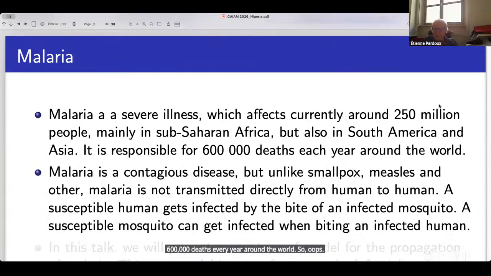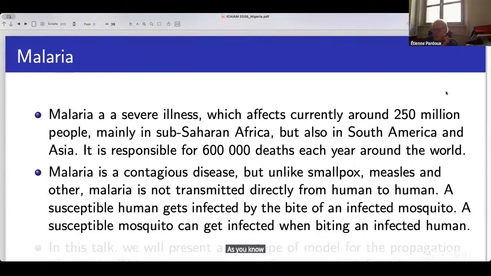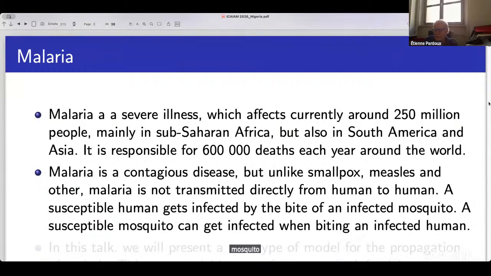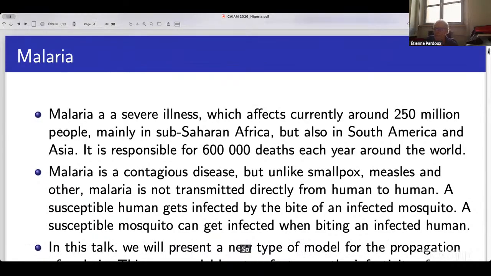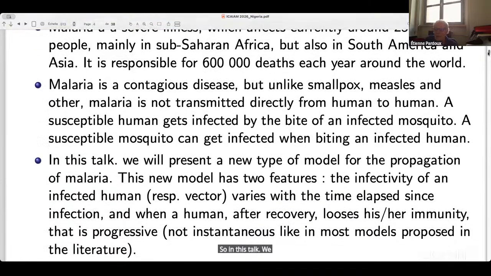So, malaria is a contagious disease, but unlike many other contagious diseases like smallpox, measles, etc., malaria is not transmitted directly from human to human. As you know, a susceptible human gets infected by the bite of an infected mosquito, and a susceptible mosquito can get infected when biting an infected human. So in this talk, we will present a new type of model for the propagation of malaria.